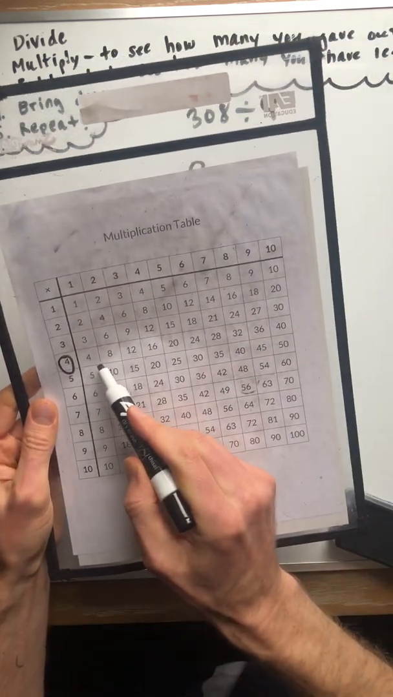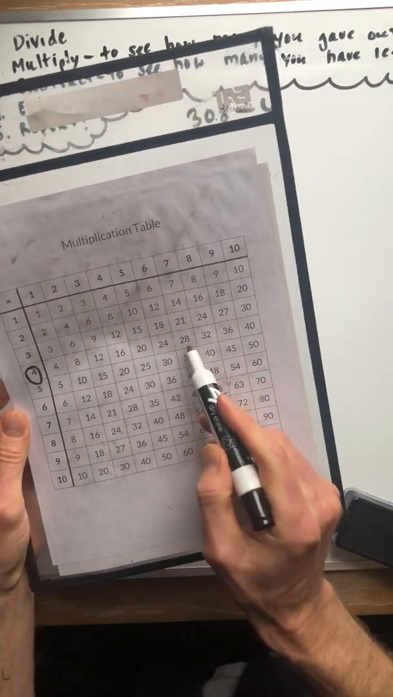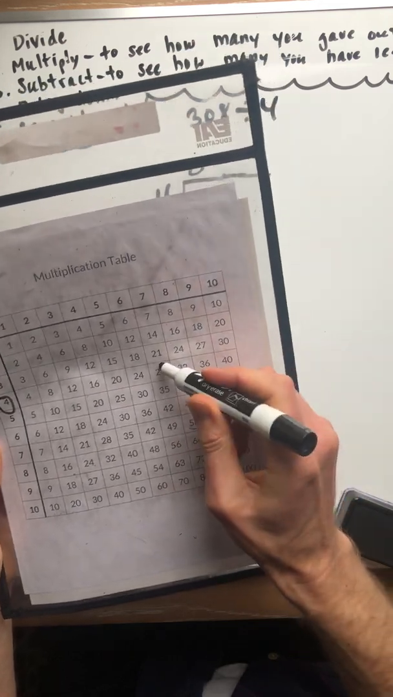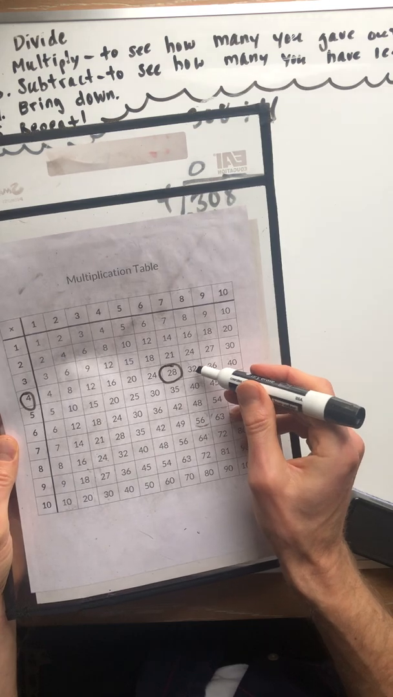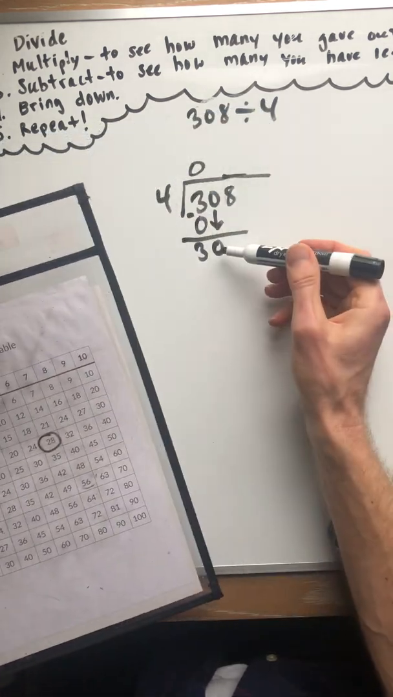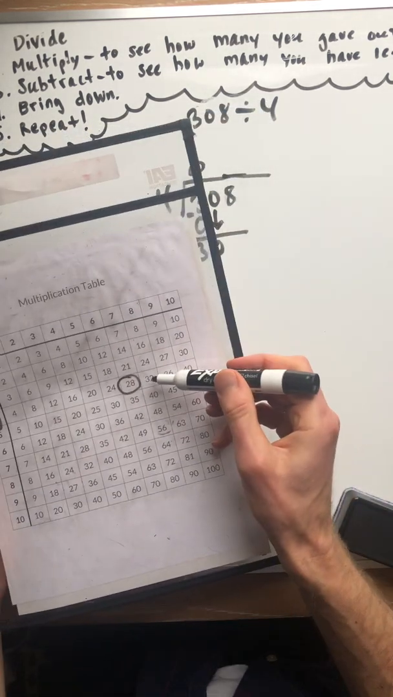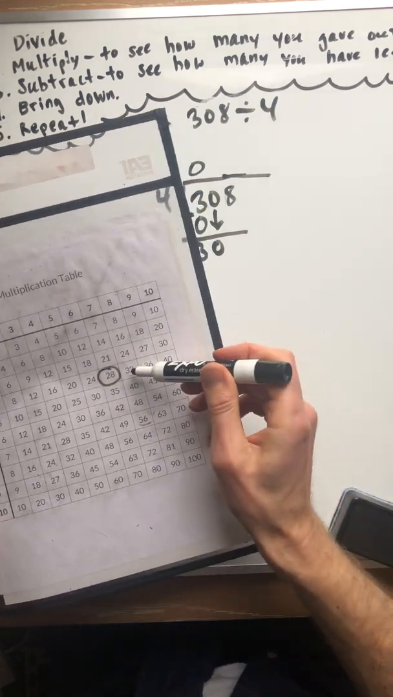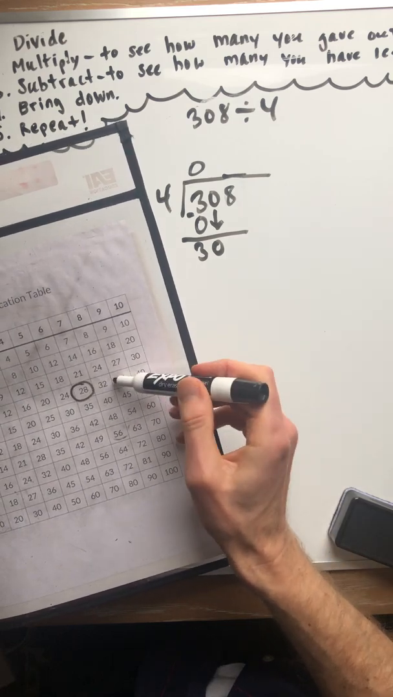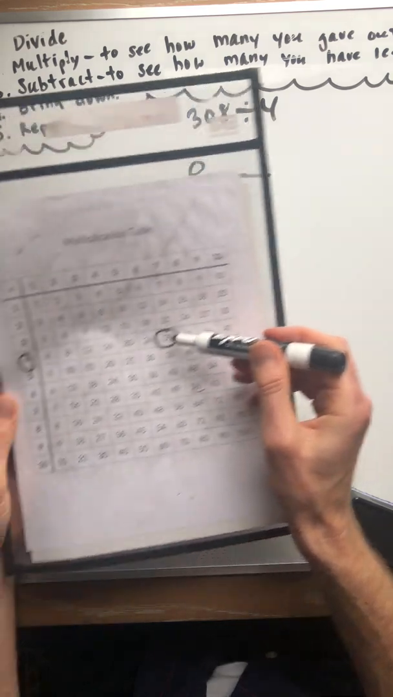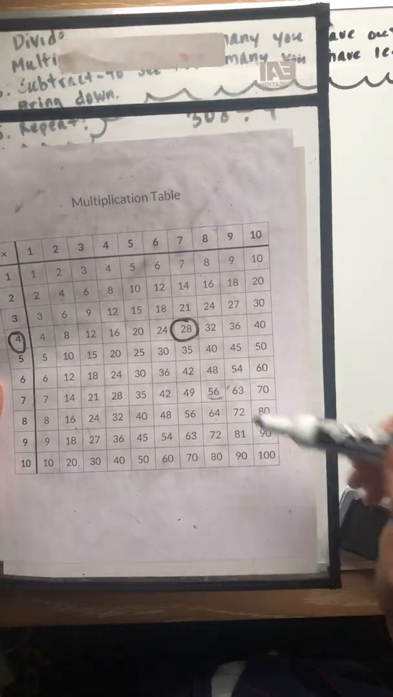And I'm going to see which number is as close to 30 as possible without going over. So see how 28 is below 30? 32 is above it. Does she have 32 tens? No, she has 30. So she can't just magically get 2 more tens and be like, everybody gets another one. You can't do that. She only has 30 of them. So we have to go as close as you can get without going over.